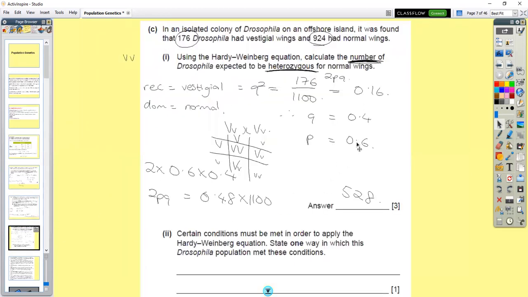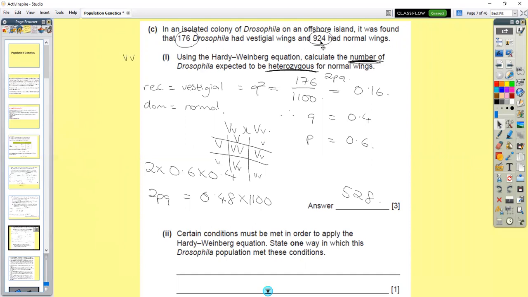Okay. Another example here, you have Drosophila, which are little flies. It was found that 176 of these Drosophila had vestigial wings, which you can see there's a part C previously in the question. They'd have told you that the vestigial wings was recessive, and 924 had normal wings. Again, they're asking for the number of Drosophila, so the number of individuals who are heterozygous. Okay, so the vestigial wings, there's 176 there, the recessive ones. So that's talking about a phenotype. So that's talking about Q squared.